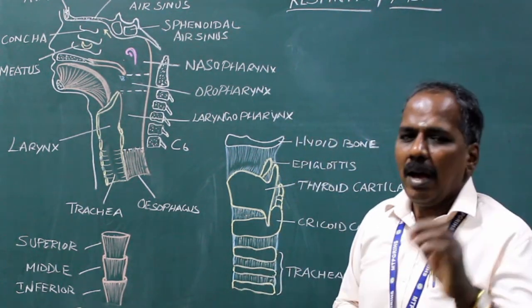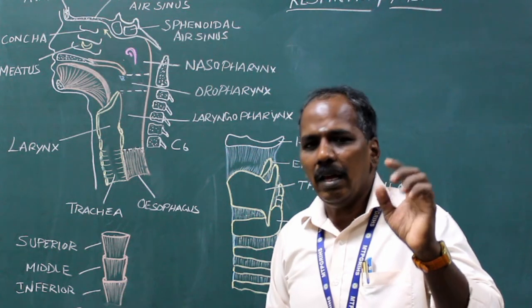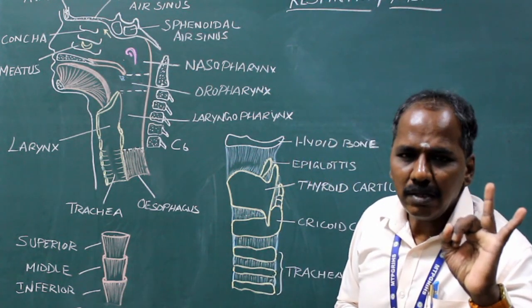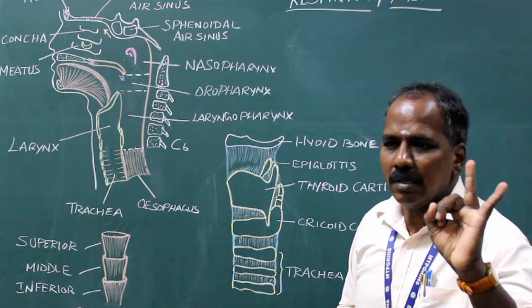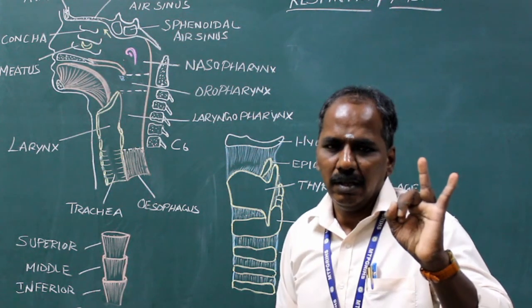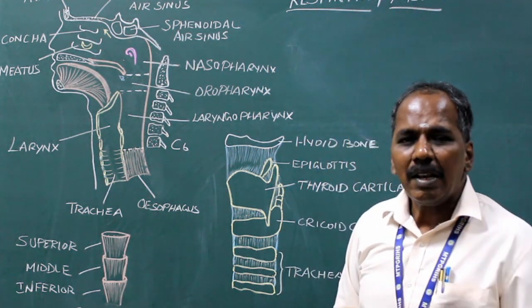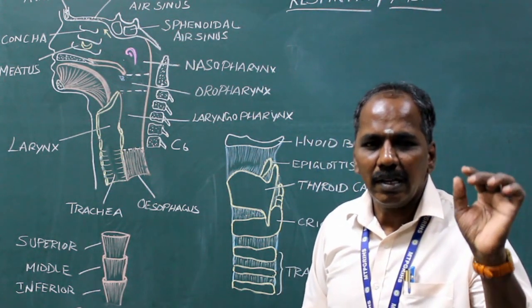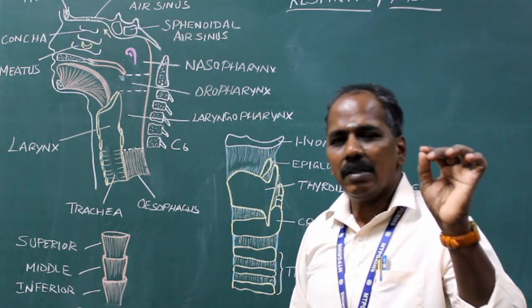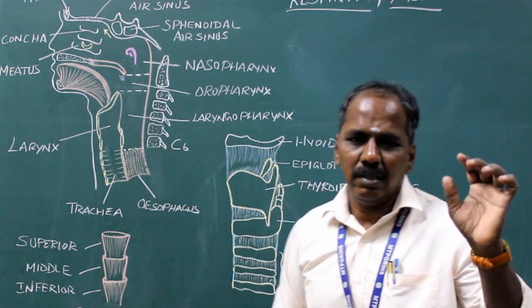Blood supply: ascending pharyngeal artery and tonsillar branch of facial artery. These are the blood vessels which supply the pharynx. Venous drainage: pharyngeal venous plexus drains the venous blood from the pharynx.